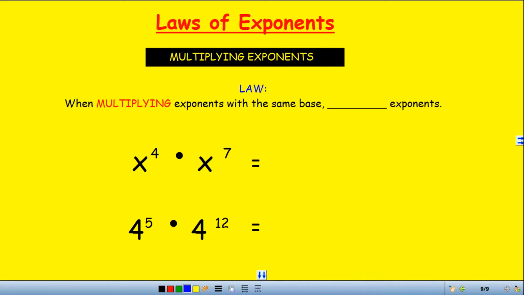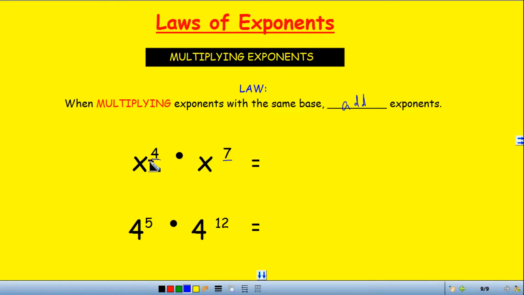Today's lesson is on the laws of exponents, part 1. We're going to be looking at multiplying exponents. Now, whenever we are multiplying exponents and we have the same base, what we have to do is add the exponents. So I'm going to write in the word add here, and I'm going to show you how to do that.